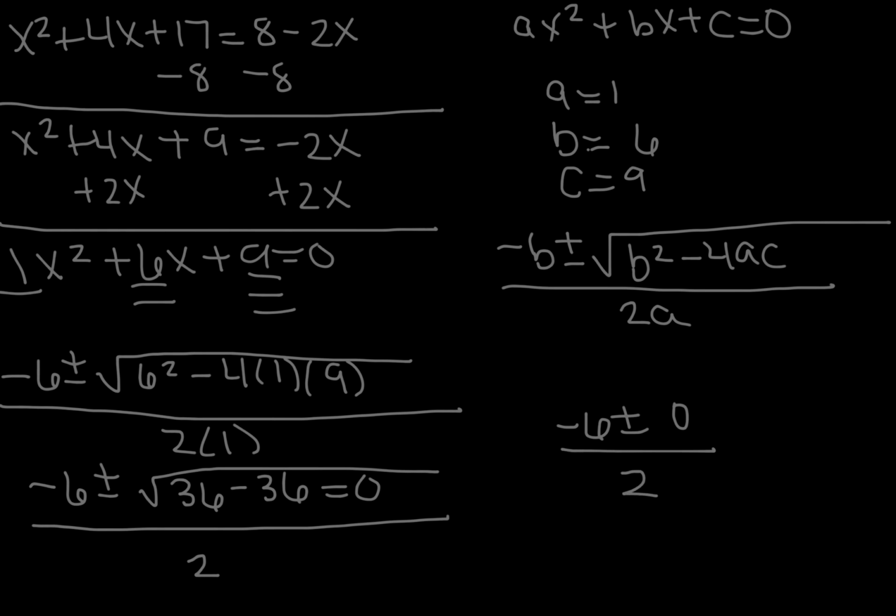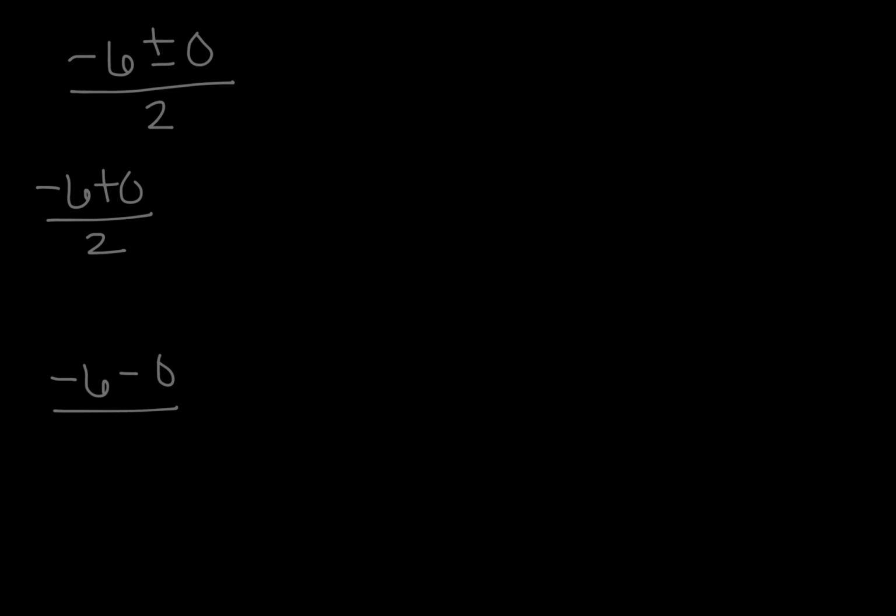Now, remember, you're going to have two answers when you're doing quadratic formula. So we're just going to bring over our answer that we left off at. So we're going to split this up into two problems. So we're going to have negative 6 plus 0 over 2, and we're going to have a negative 6 minus 0 over 2. And we're going to solve the first problem.